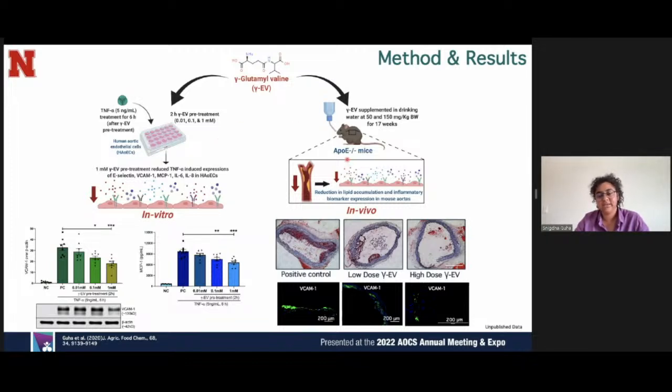We also tested the in vivo efficacy of this peptide in a mouse model of atherosclerosis, which are ApoE knockout mice, where we supplemented the peptide in drinking water for a total of 17 weeks at 2 doses, 50 and 150 milligram per kg body weight. And we saw that at the end of the treatment period, there was significant reduction in lipid accumulation in the aortas of these mice as compared to the positive control, as well as there was reduction in the expression of inflammatory biomarkers, for example, VCAM1.